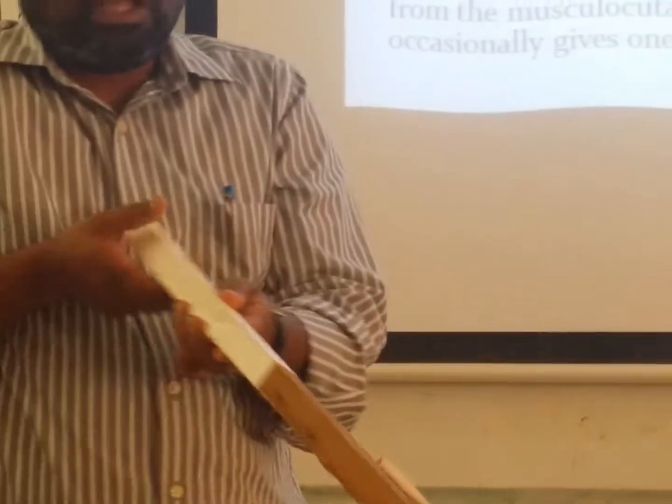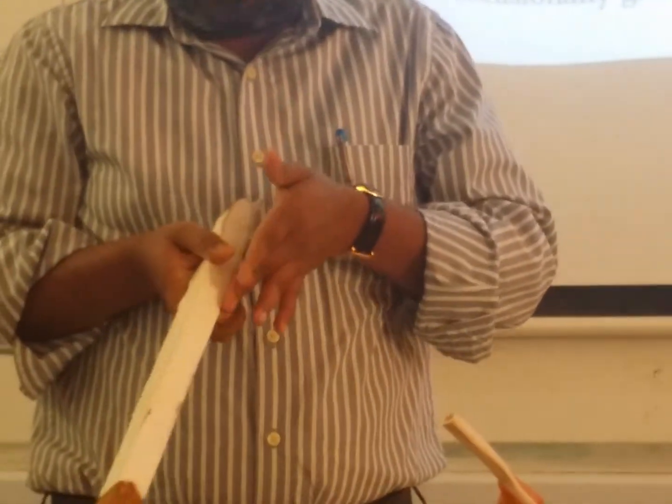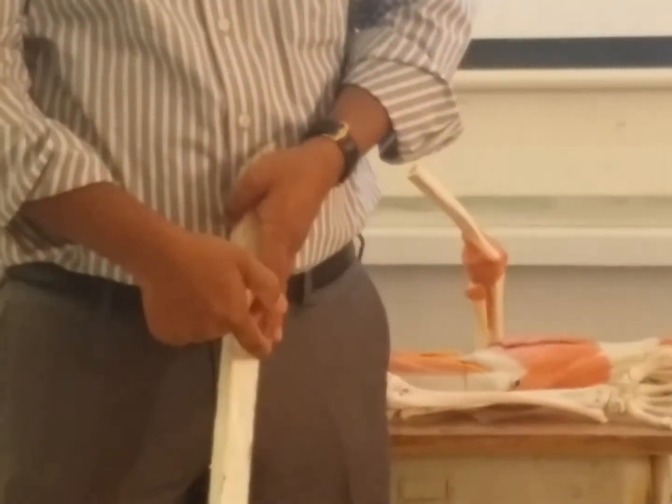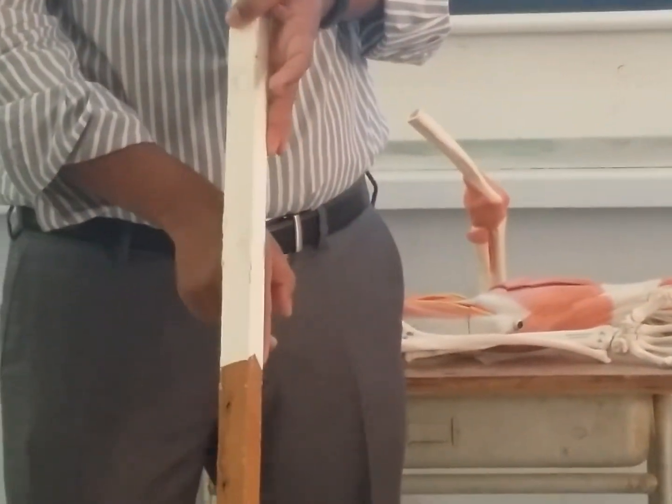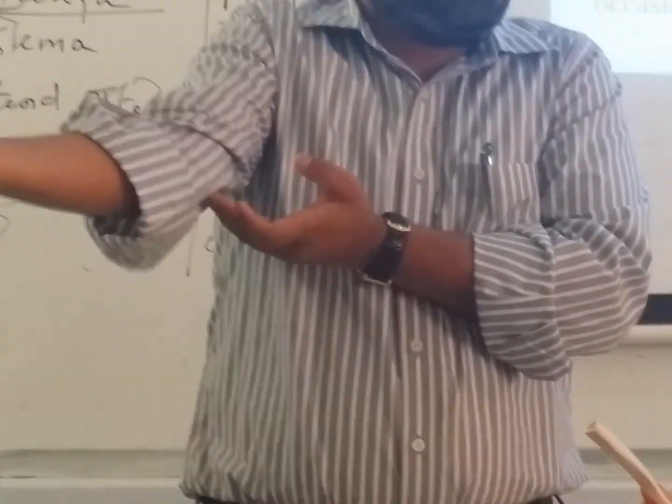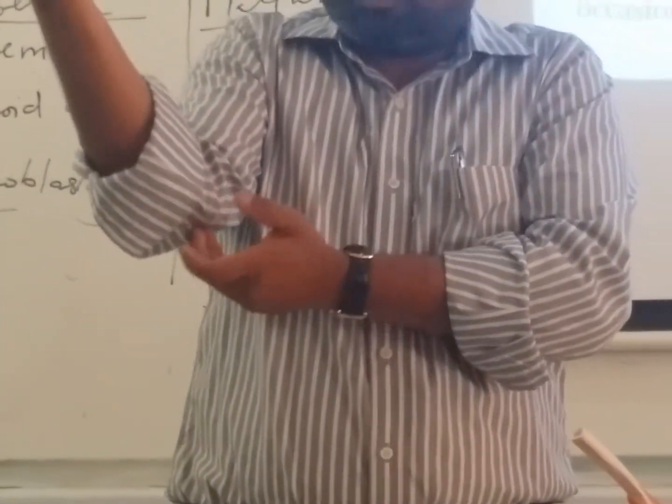Whereas the ulnar nerve, which is on the medial side, at the middle of the arm pierces the intramuscular septum and goes to the posterior side and goes behind the medial epicondyle. Behind the medial epicondyle, the ulnar nerve, and then goes to the forearm.